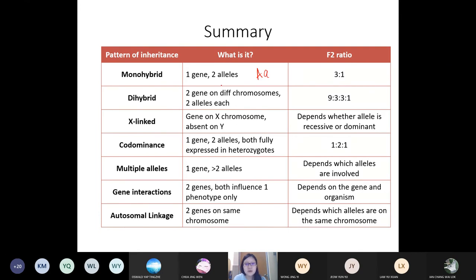And then dihybrid, we've done two genes, two traits, and usually it's seen something like this. I mean, it could be any alphabet you want. I'm just showing you how it might look and might be symbolized. In X-linked, the gene is on the X chromosome and not on the Y, and maybe it will look like this or like this. And that will be different in terms of patterns of inheritance as well.